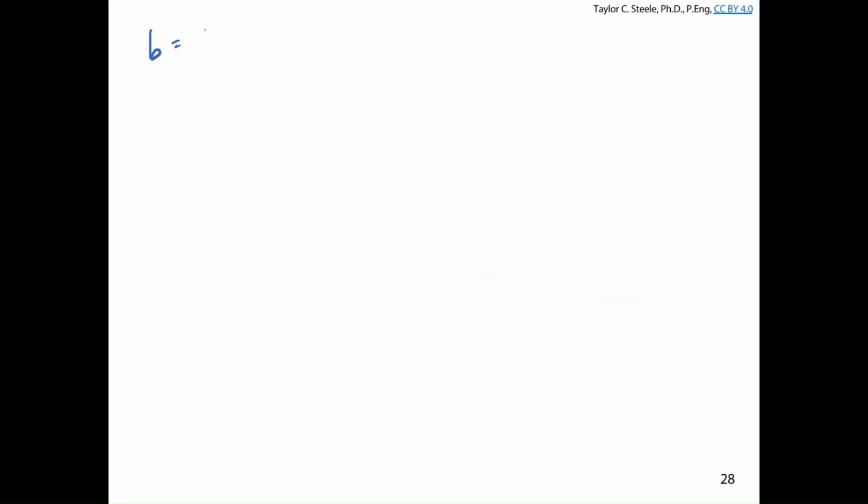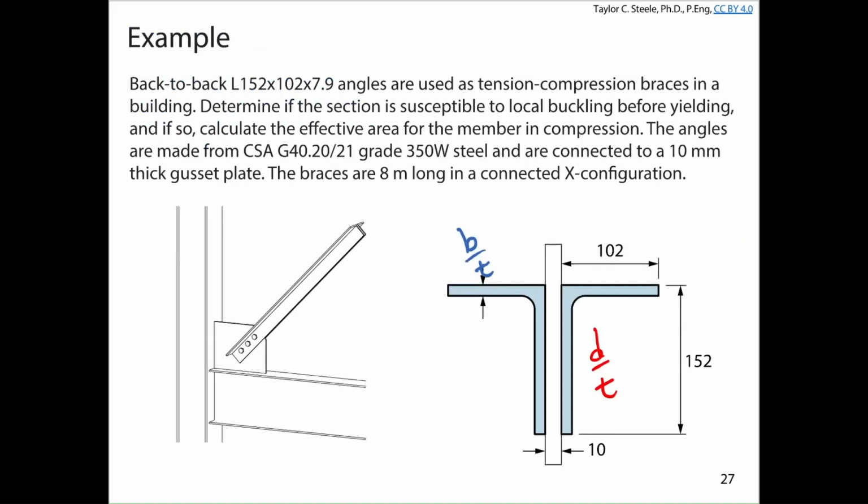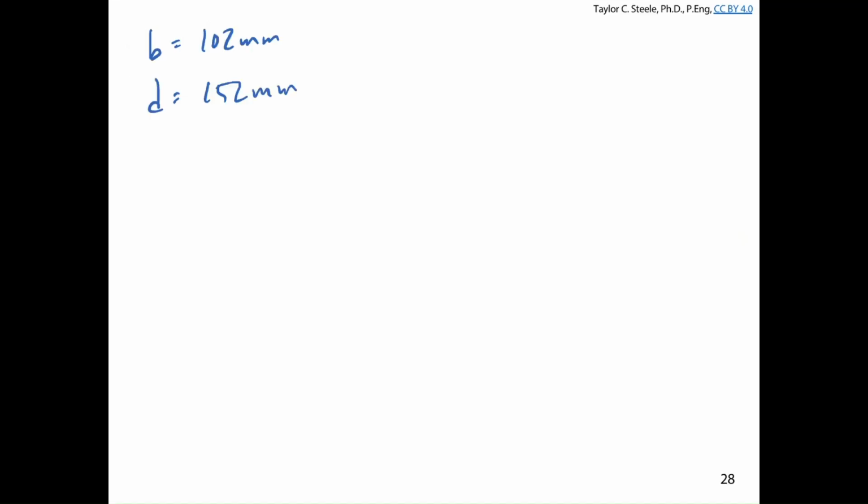Okay, so from the handbook, and actually from the cross-sectional designation here, we can get B is 102 millimeters. D is 152 millimeters. Those come from the nominal dimensions. And the last one is the leg thickness, but remember 7.9 is not the actual thickness. It's close to the actual thickness. And technically, we're allowed to use this number for local buckling calculations just to make things simpler. But if you go in the handbook, you will see that the T value given there is 7.94 millimeters. So there's that extra small little bit of thickness that we might want to consider when we're doing our width to thickness calculations.